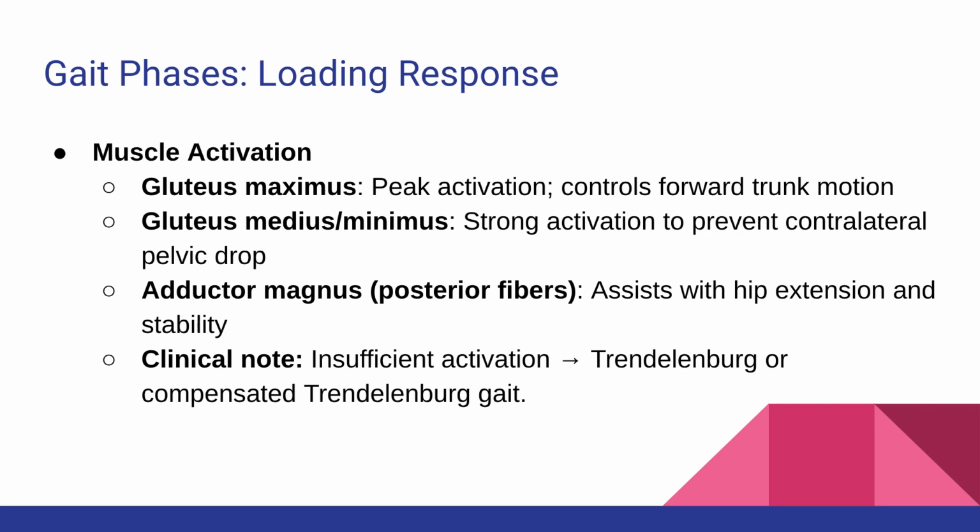Failure to adequately control this phase results in either a Trendelenburg gait or a compensated Trendelenburg gait with a lateral trunk lean. Pain-related inhibition during loading response often produces gait deviation even before measurable strength loss occurs.